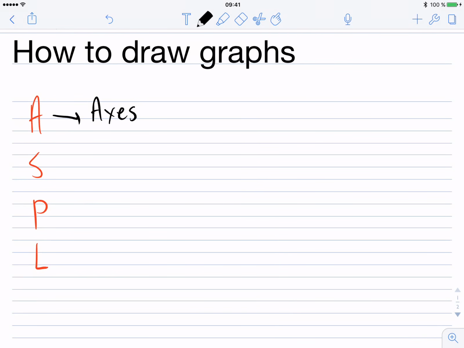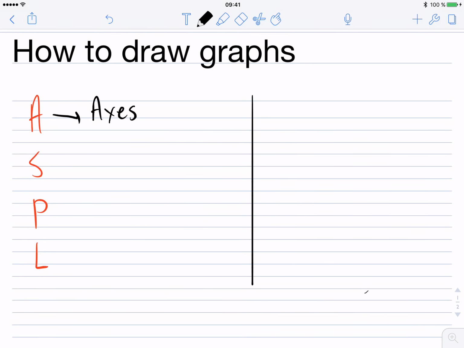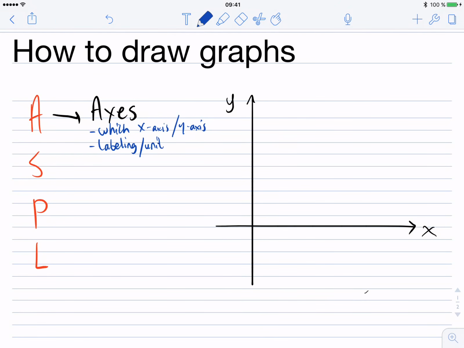You need to first determine which axis is what. Here we have the y-axis and here we have the x-axis. So you need to determine first which one goes to the x-axis and which one to the y-axis. And the second thing here is labeling, and if there's any unit, writing the unit to the axes. So keep in mind, we always write the independent value to the x-axis and the dependent one to the y-axis.